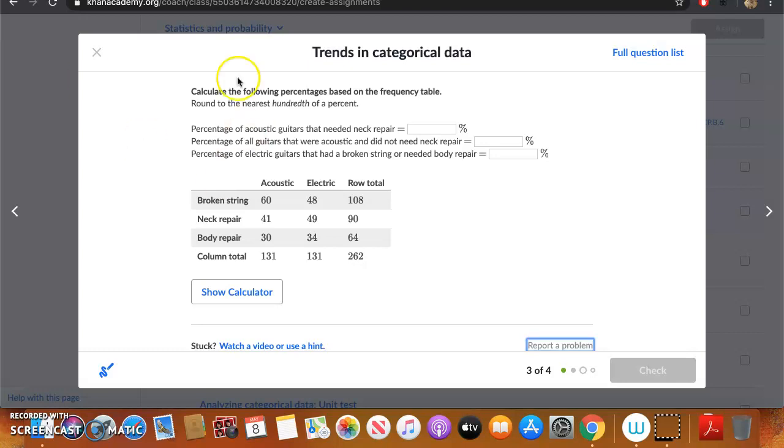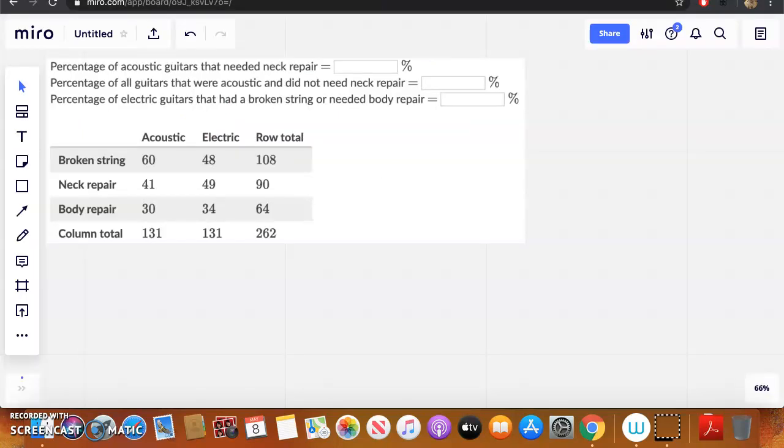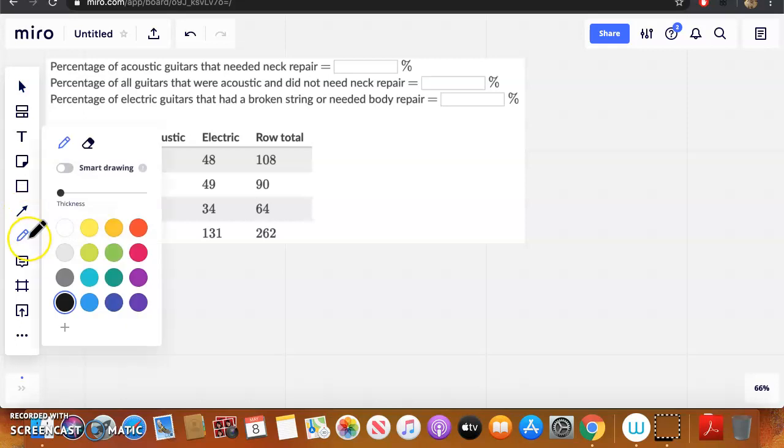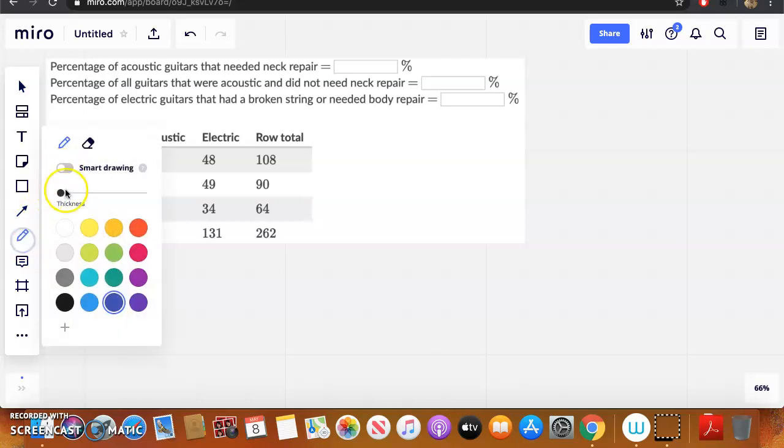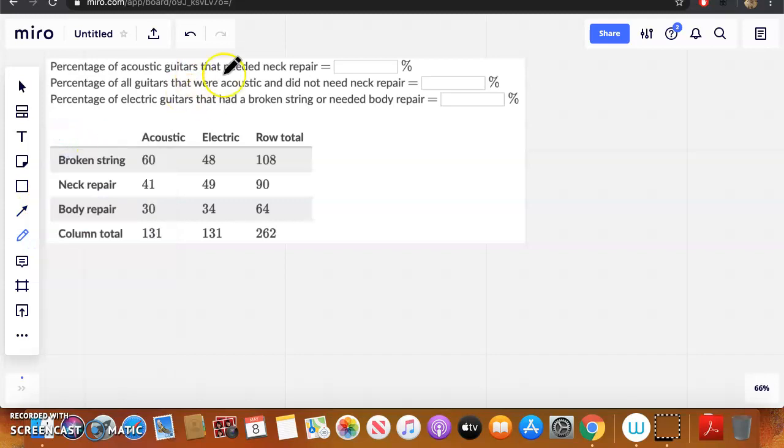So I copied this over to Miro, so I'm just going to look at it from Miro. Okay. So we're going to calculate each percentage to the nearest hundredths. Now, first one is percentage of acoustic guitars that needed neck repair. So, get out my pen and make it a little bit thicker. Okay, good. So, what's the percentage of acoustic guitars that needed neck repair?